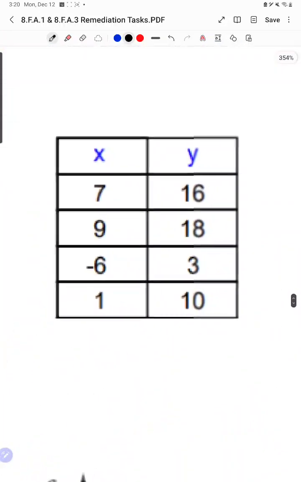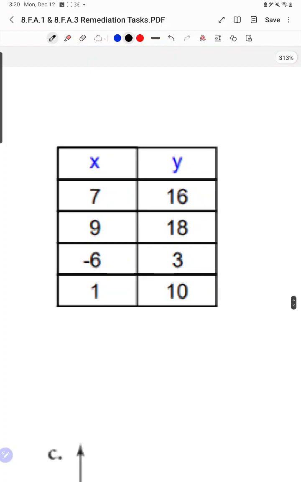Okay, let's take a look at this one. So I have the outputs of 7, 9, -6, and 1. Now, none of those are the same, so I can automatically know that this is a function.